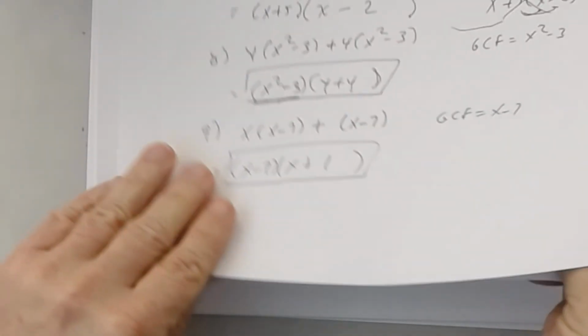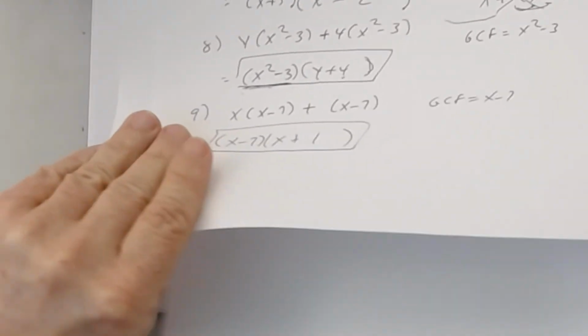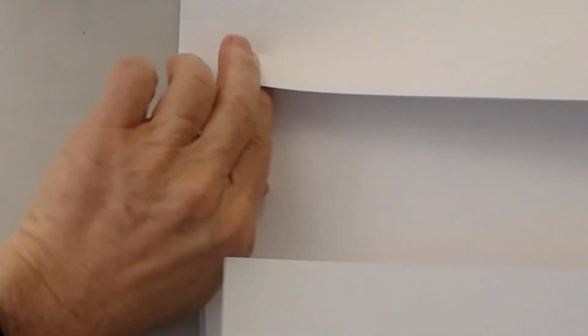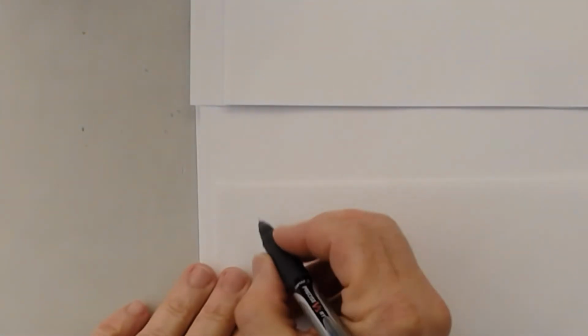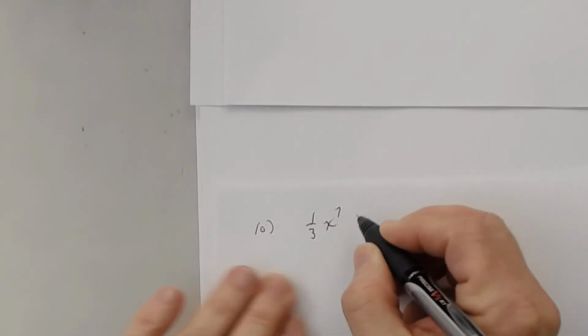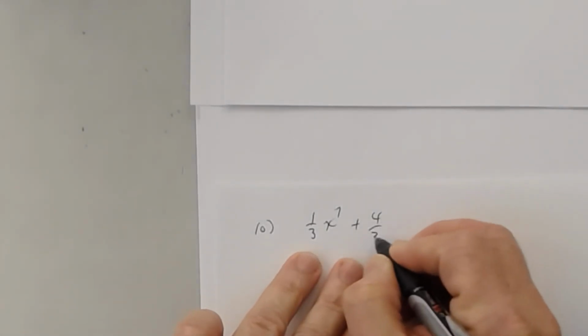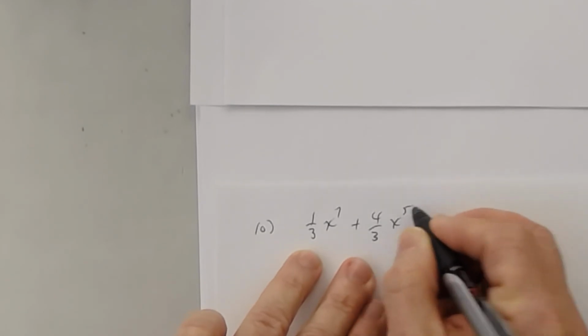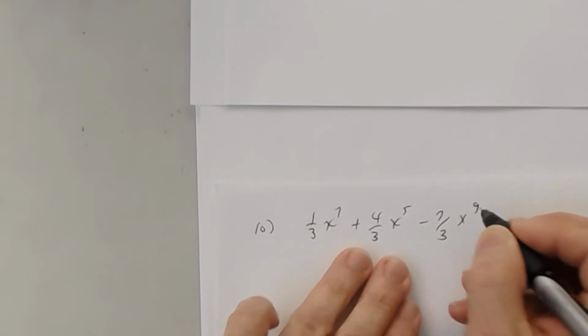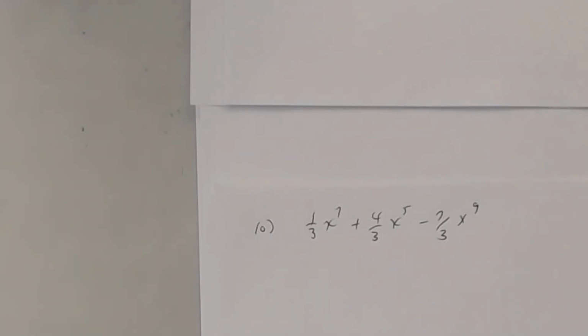Okay, look at 10. Now I'm going to write down 10 because you're going to see 10 in my math lab, and also I do have one in the worksheet. So look at 10. 1/3 x to the 7th plus 4/3 x to the 5th minus 7/3 x to the 9th. Okay, you have fractions. Fractions will throw people off.